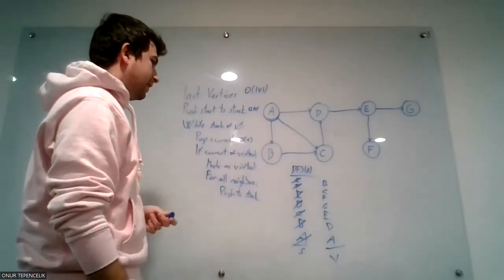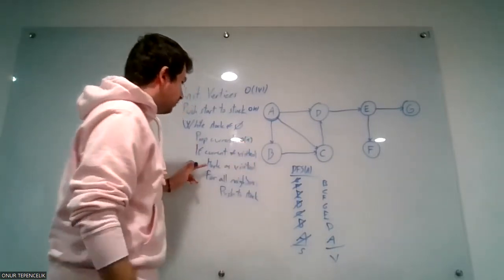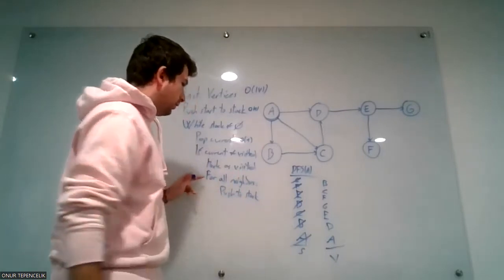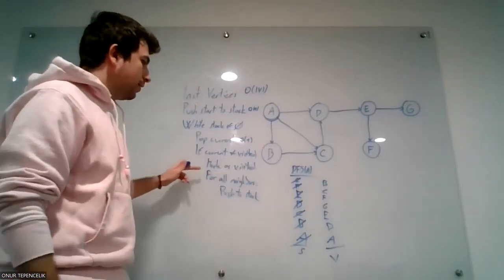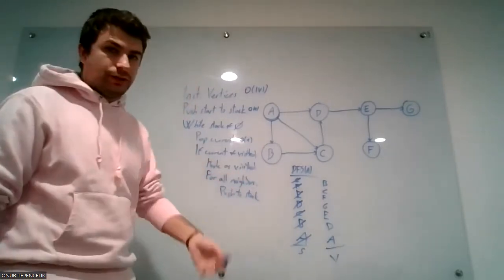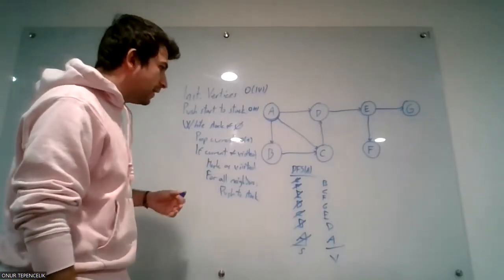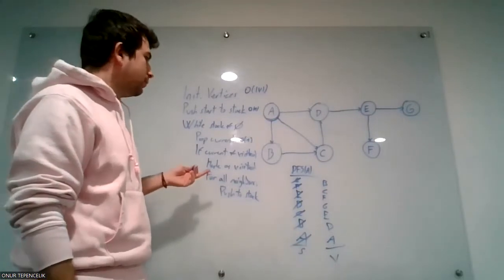Checking if the popped element is already visited, O(1). Marking it as visited, O(1). And then the tricky part is here. For all the neighbors of the current node, we push a new element to the stack. And the question is, how many times are we doing this operation?